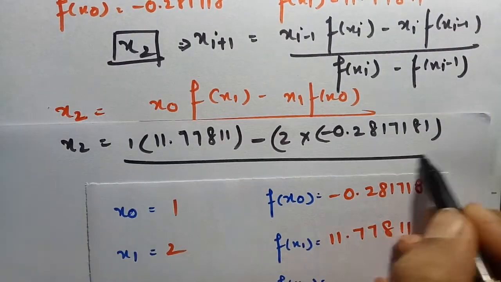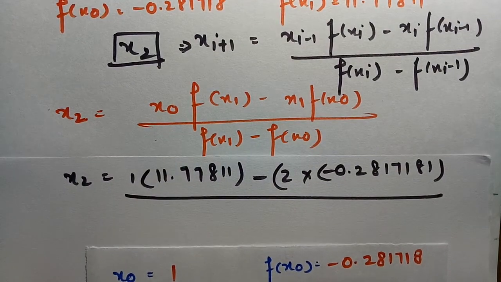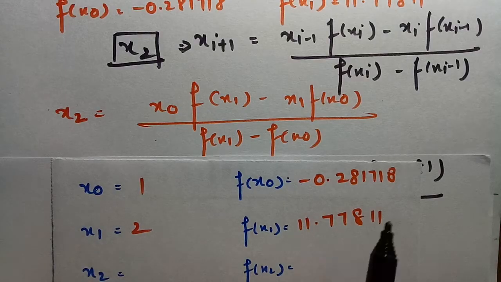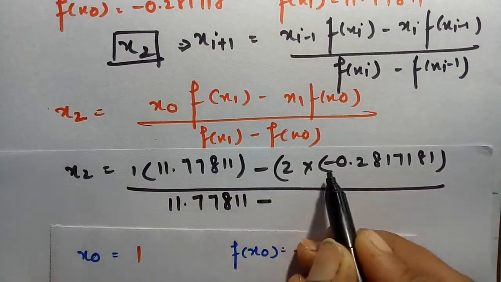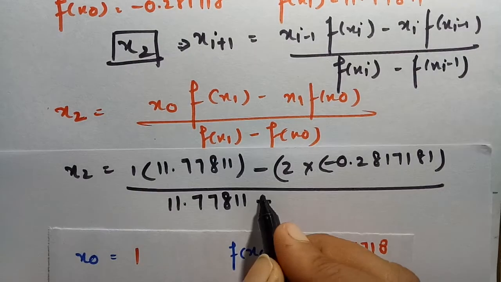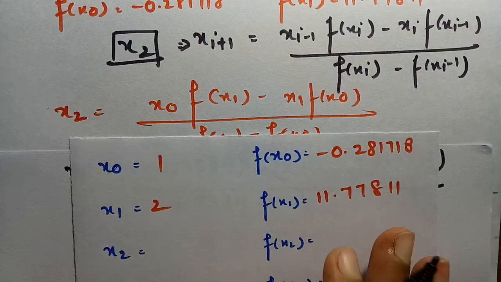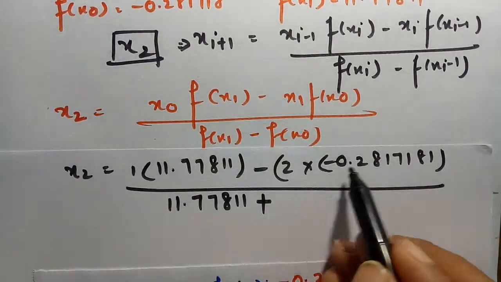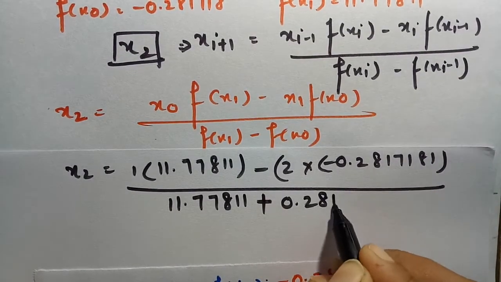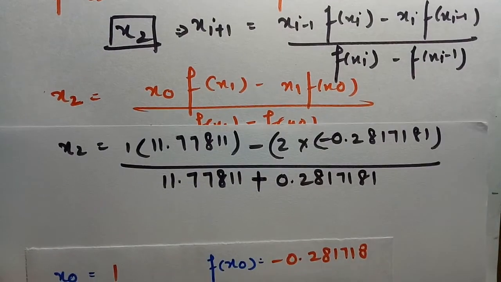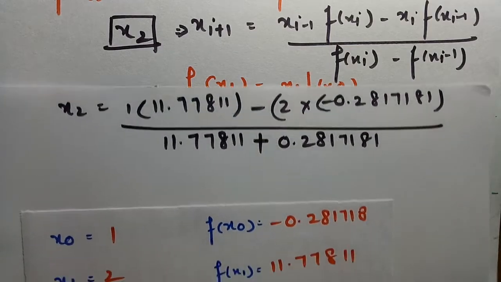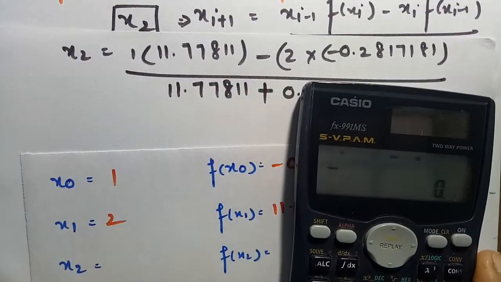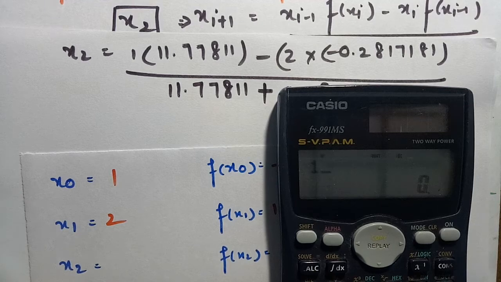281718 divided by, so this value is f of x1. So what is f of x1? So f of x1 value is nothing but 11 point 77811 minus, and again this value, that is minus of minus plus. F of x0 value is this one, minus of minus plus, that is same, this one 0.2817181. Here minus into minus is plus, and everything is plus here.